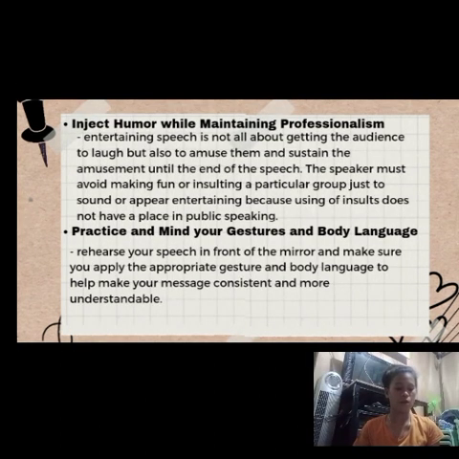Inject humor while maintaining professionalism. Entertaining speech is not all about getting the audience to laugh, but also to amuse them and sustain the amusement until the end of the speech. The speaker must avoid making fun of or insulting a particular group just to sound or appear entertaining, because the use of insult does not have a place in public speaking.